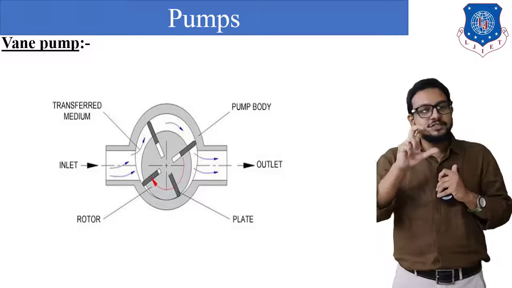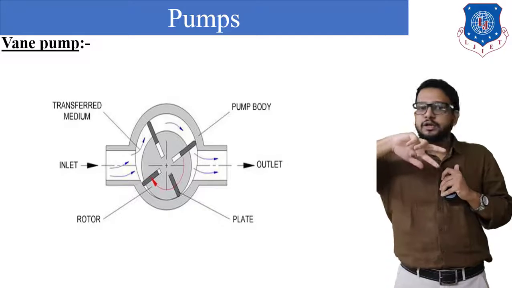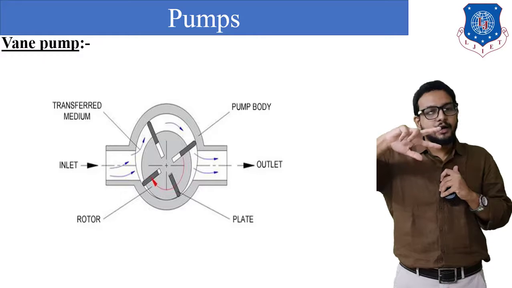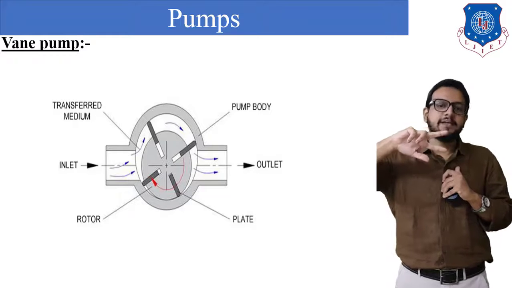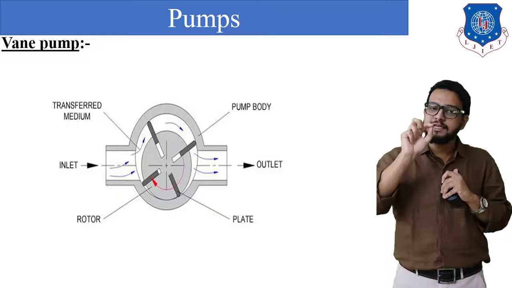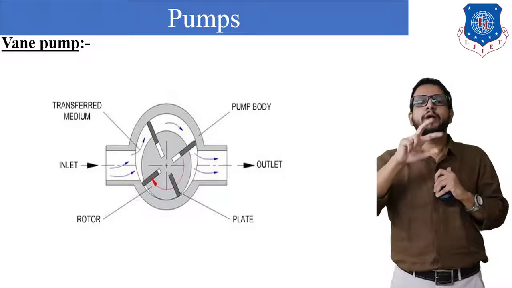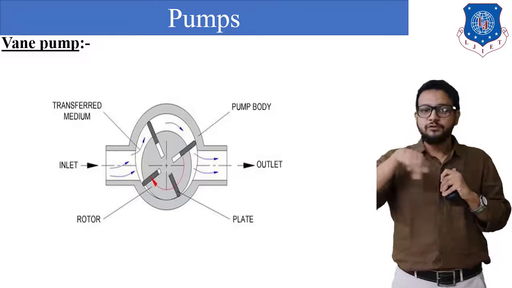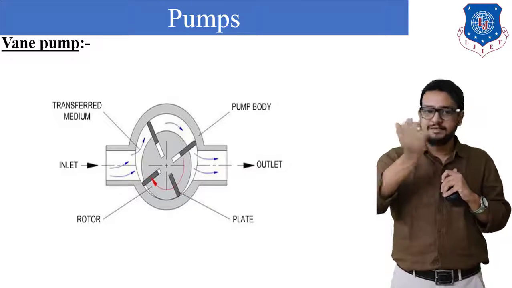Once it gets trapped, as we know the rotor is rotating. So what is going to happen? Further, as it rotates in a clockwise direction, the liquid is going to be trapped between the casing, the rotor and 2 vanes which are going to be in contact with the casing, because of the centrifugal force which will be exerted on a vane.